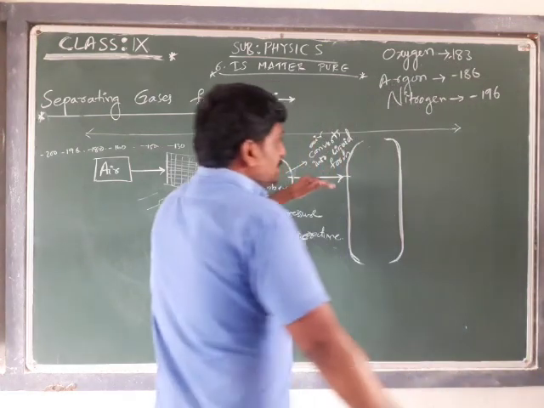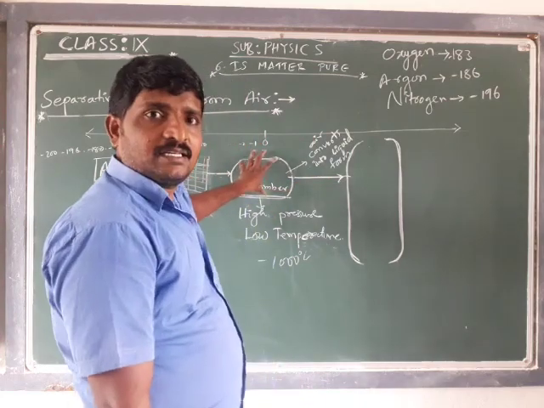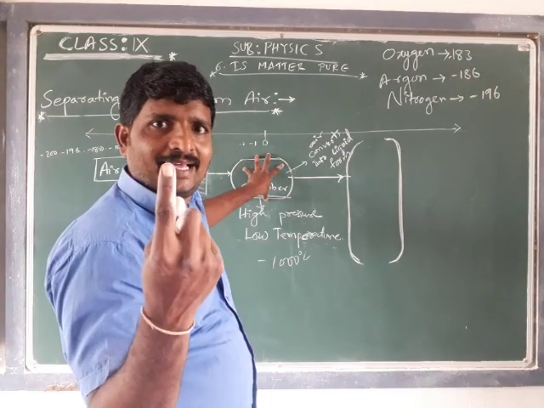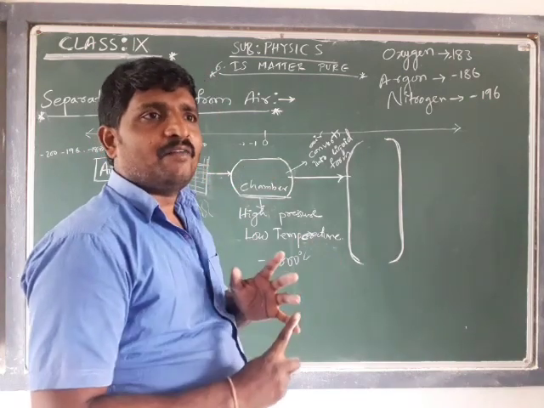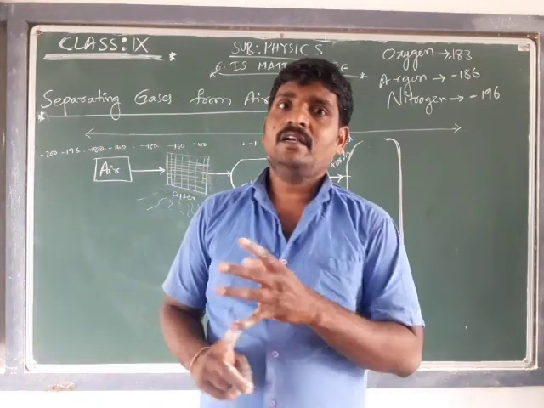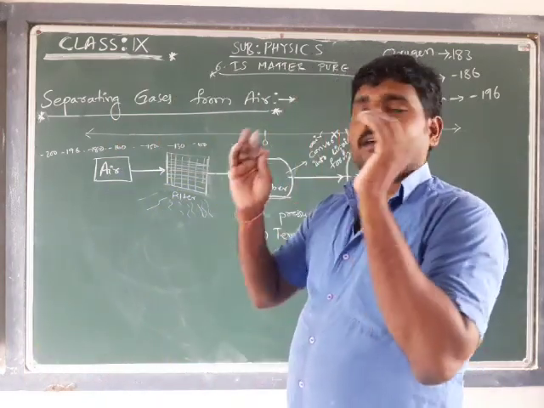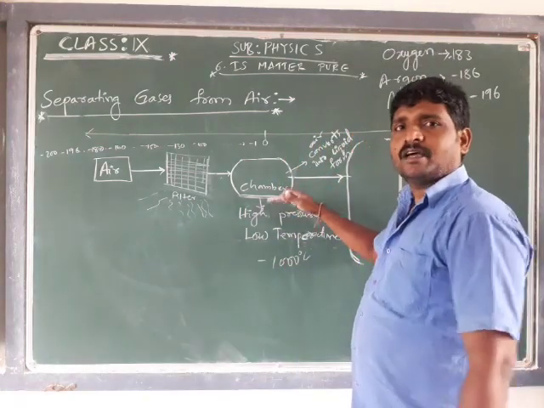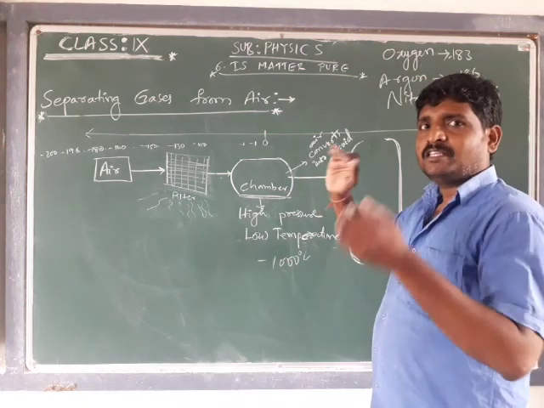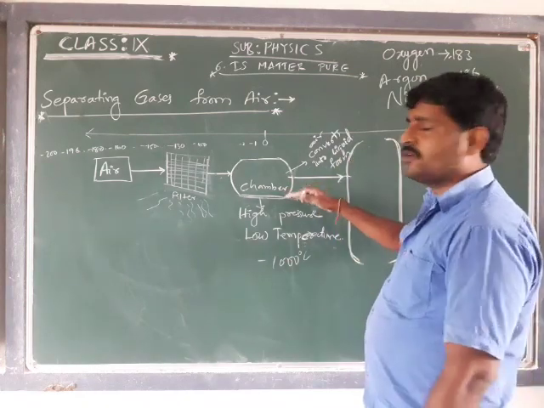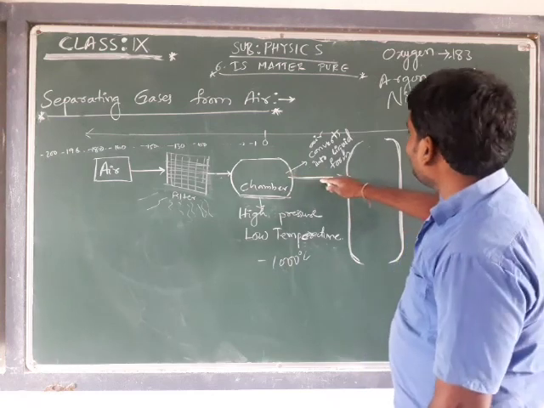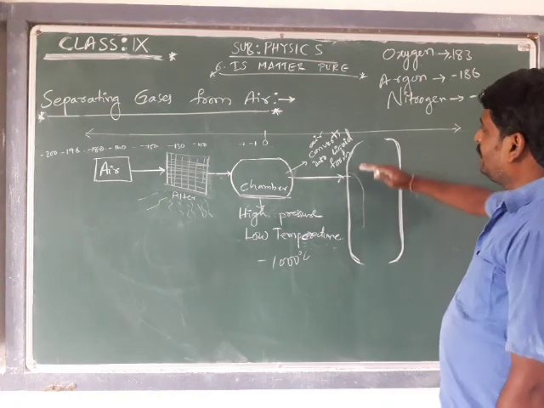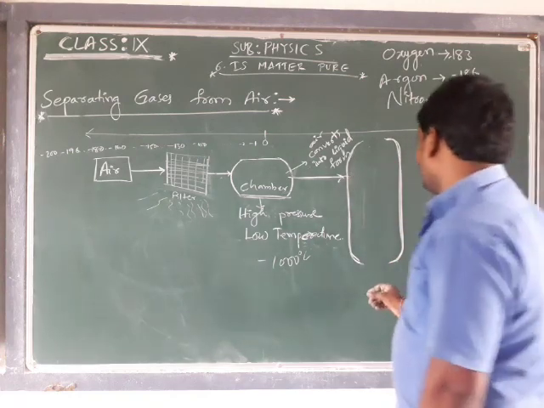And as we compress this, the carbon dioxide will be separated. It will be in the form of a solid. Due to high pressure, carbon dioxide becomes solid and is taken out here, where the remaining gases, which are in the form of a liquid, are going to be collected in the fractionating column.